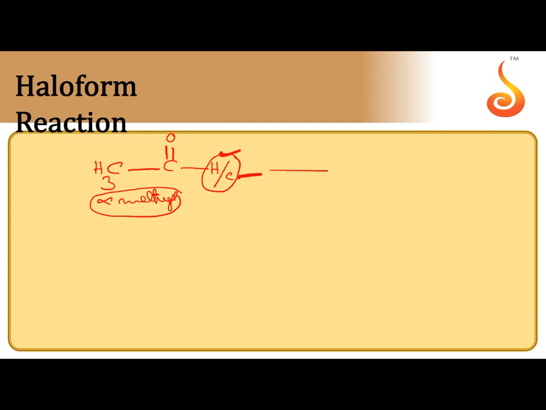Haloform reaction, this is very very important. Aldehydes or ketones containing CH3 group attached to carbonyl group. This is called alpha methyl ketone. Alpha methyl group aldehyde or ketone. H or C may be present on the other side. Then only it becomes aldehyde or ketone. Remember, it should be aldehyde or ketone only, not carboxylic acid, not acid halide.